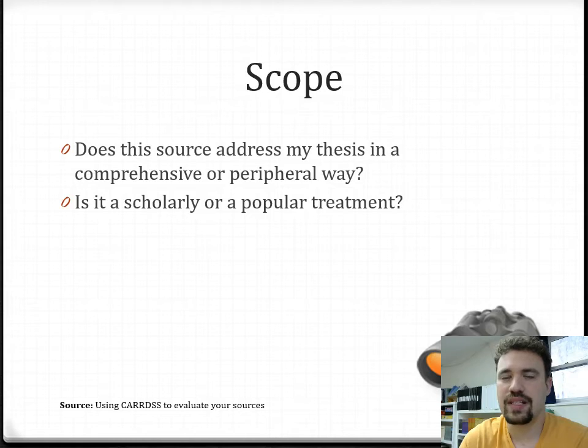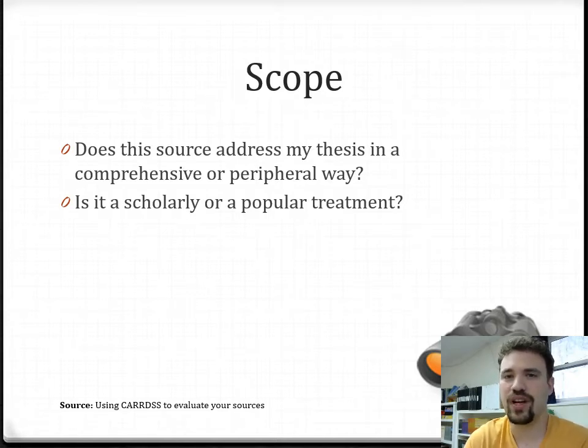That doesn't necessarily mean that a popular treatment has no place in it, but a popular treatment is going to be something more like BuzzFeed, a magazine, a newspaper article, and those typically don't hold as much weight as, say, a journal article, a book, something written by a scholar, a professor's web page, or a website that's designated particularly to literary endeavors.